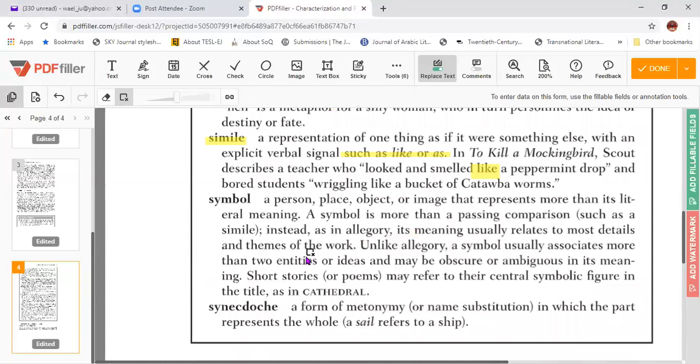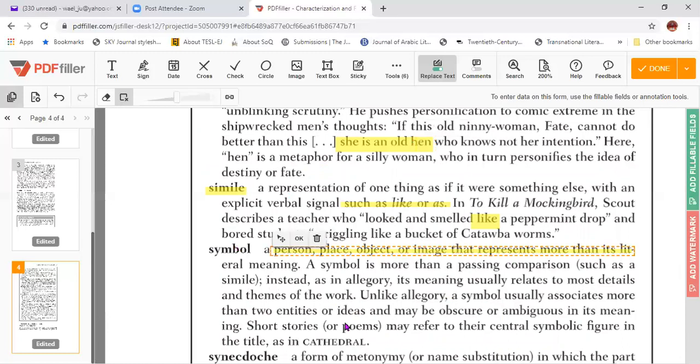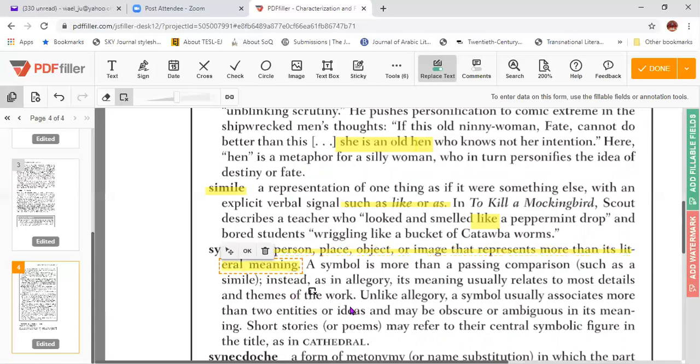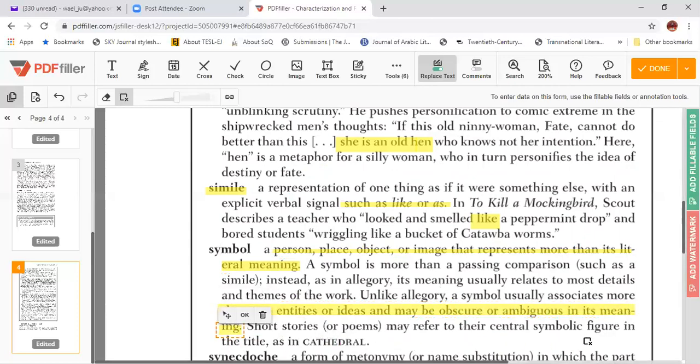Now, the last thing, which is symbol. A symbol is a person, a place, or an object or image that represents more than its literal meaning. A symbol is more than a passing comparison, such as a simile. Instead, as with an allegory, its meaning usually relates to most details and themes of the work. Unlike allegory, a symbol usually associates more than two entities or ideas, and may be obscure or ambiguous in its meaning. Short stories or poems may refer to the central symbolic figure in the title, as in The Cathedral.